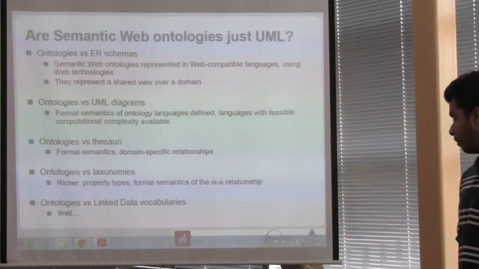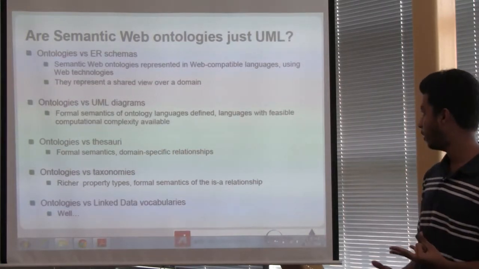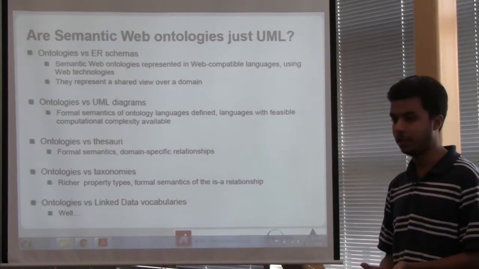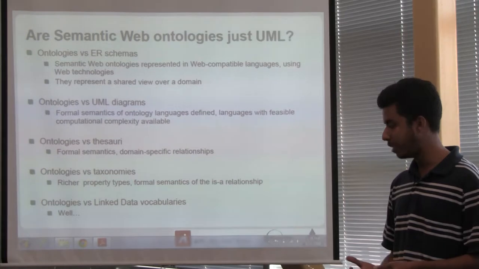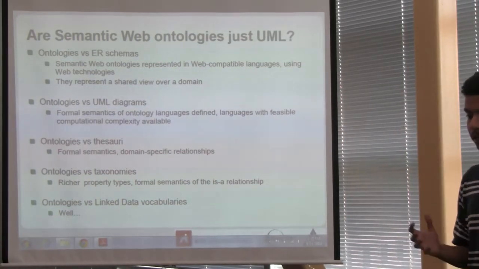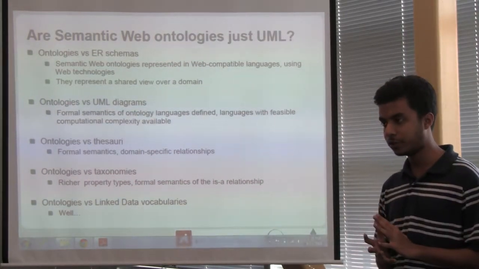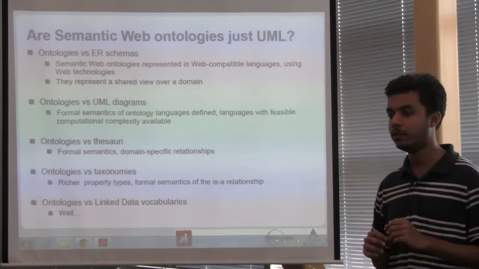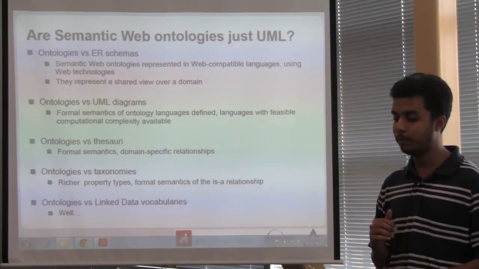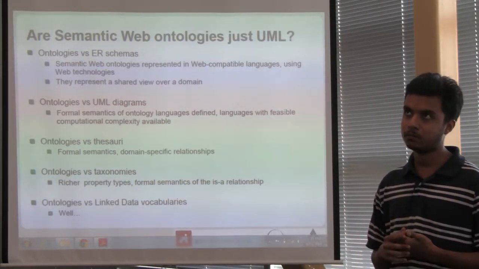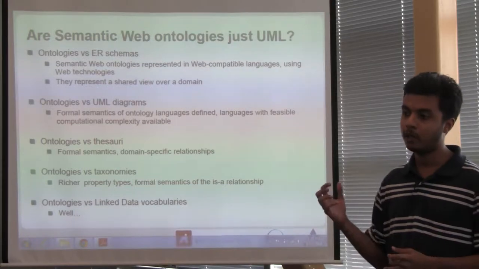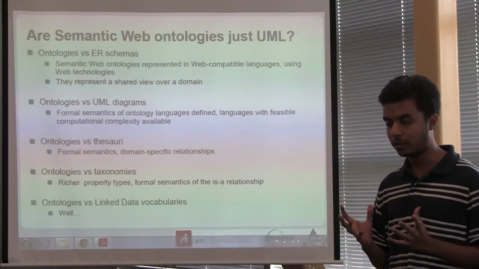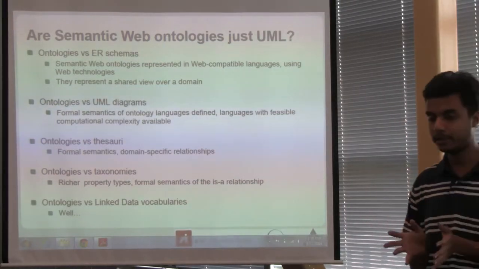Ontologies versus thesauri. The most common example of a thesaurus is WordNet. It is purely linguistic based, and WordNet basically has synonym sets, synsets. Synsets are all the terms which mean the same semantically, like for example, cat and dog, they all fall under the category of animals. They all come under a certain same synset.